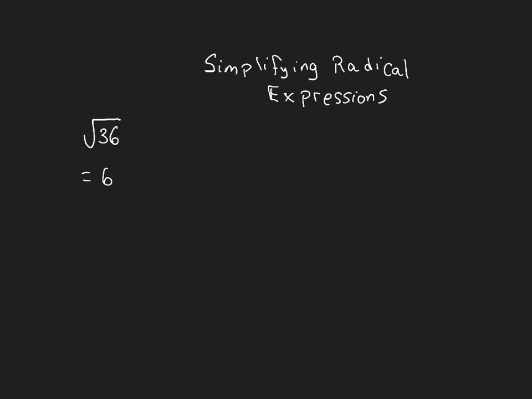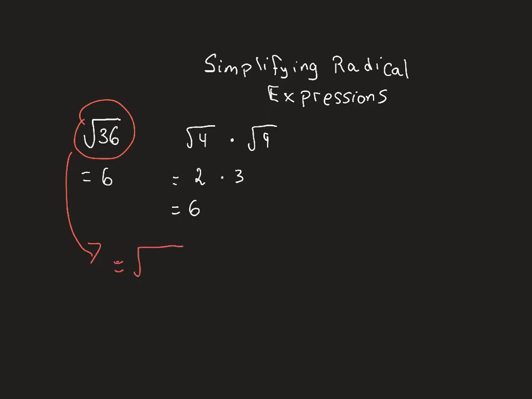So, what if instead I had square root of 4 multiplied by square root of 9? Well, square root of 4 is 2. And square root of 9 is 3. 2 times 3 is 6. What can I see from here? Well, I know that the square root of 36 can be turned into two numbers. I can multiply it 4 times 9.